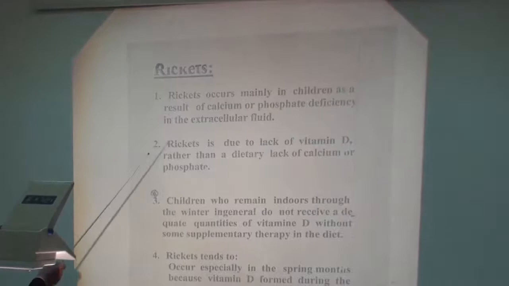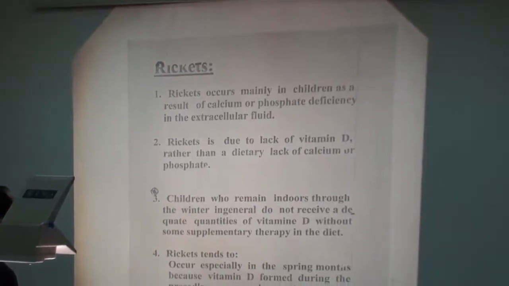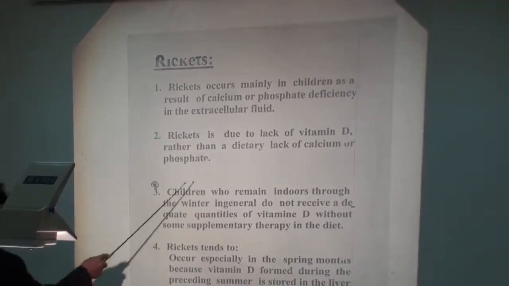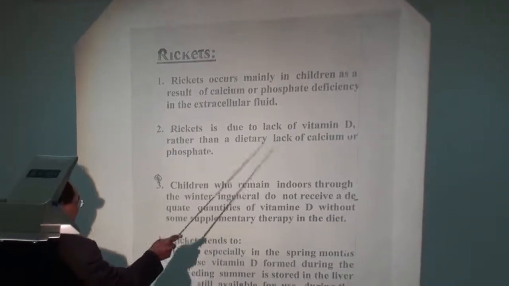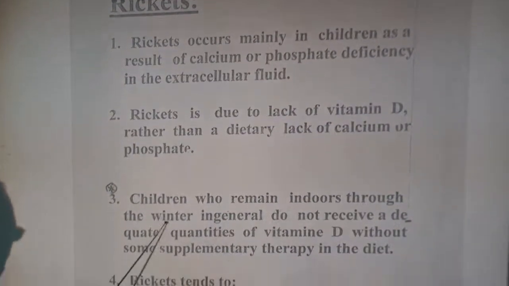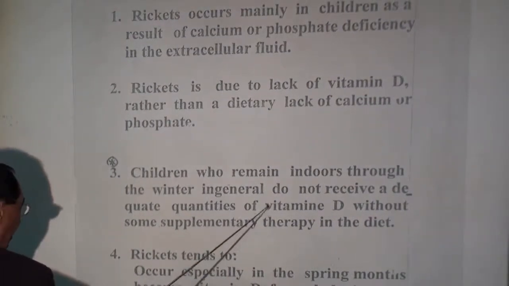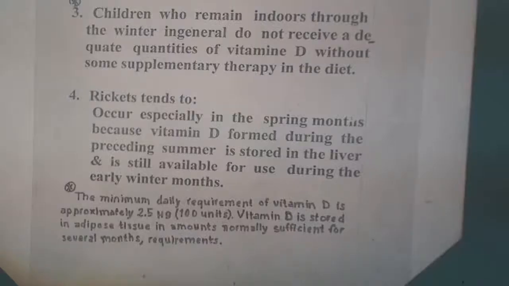Let us have an idea about the rickets. Rickets occur mainly in children as a result of calcium or phosphate deficiency in the extracellular fluid volume. Rickets is due to lack of vitamin D rather than dietary lack of calcium or phosphate. Children who remain indoors through the winter in general do not receive adequate quantities of vitamin D without some supplementary therapy in the diet.